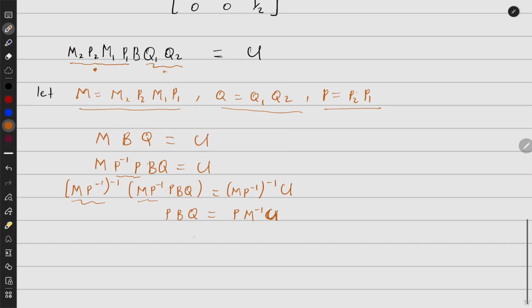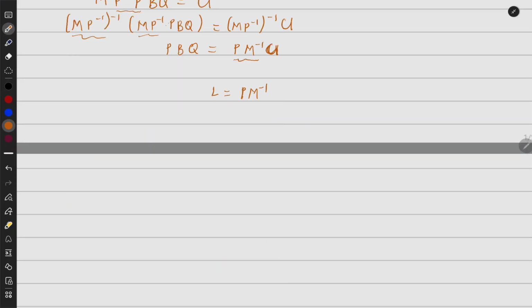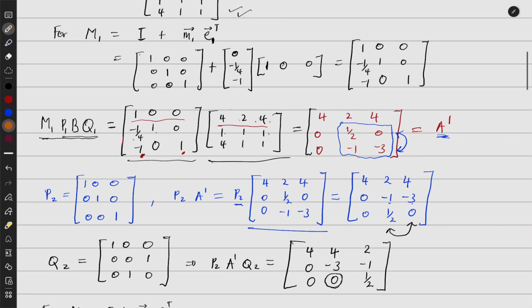Something like that. Therefore, now this is what we call our lower triangular matrix. It's L = P M inverse. Now the issue is, how do we find L equals P M inverse? But what is P? What is M inverse? Our P, we know that our P is given by P1 times P2. So P1 and P2 we have computed earlier.